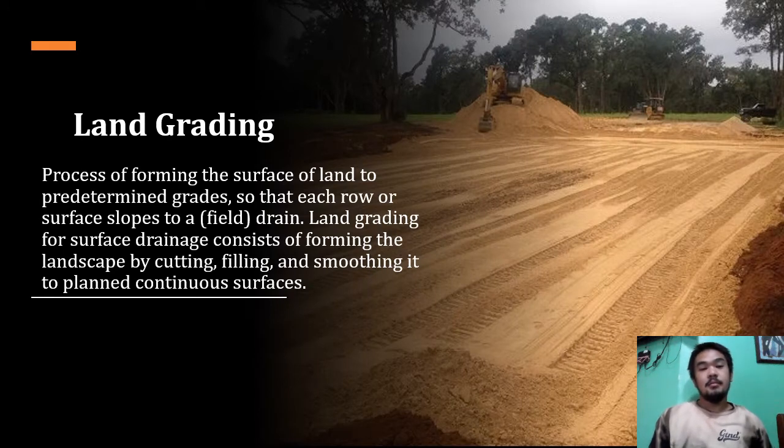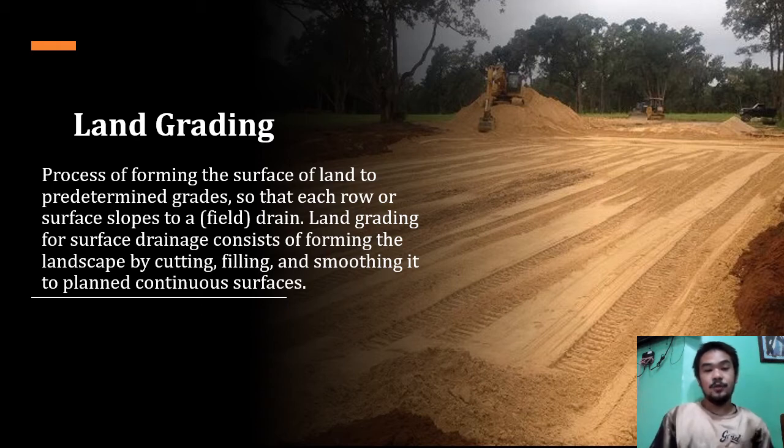Land grading is the process of forming the surface of land to determine grades so that each row of the surface slopes to a field drain. Land grading for surface drainage consists of forming the landscape by cutting or filling and smoothing it to a plane continuous surface. It is a one-time operation involving the transport of earth according to the specified cuts and fills based on predetermined grades. Land grading for surface drainage differs from leveling for irrigation in that for drainage, no uniform grade is required.